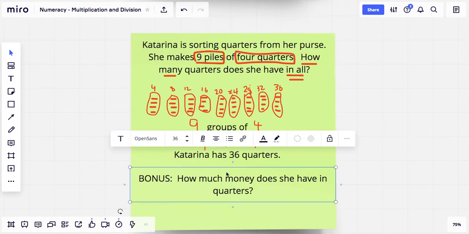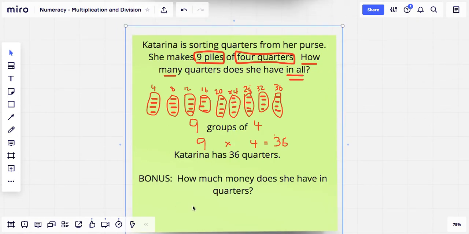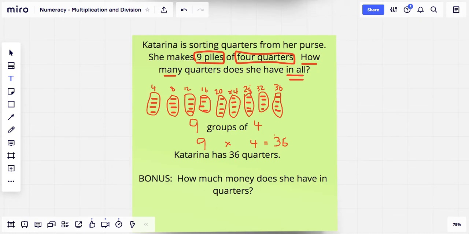The bonus question ties into our money unit. So here's a good example of applying 2 different math concepts and putting them together. How much money does she have in quarters? So if I took all of the quarters, how much would this all be worth? We know there's 36 quarters, but how many dollars is this going to be?